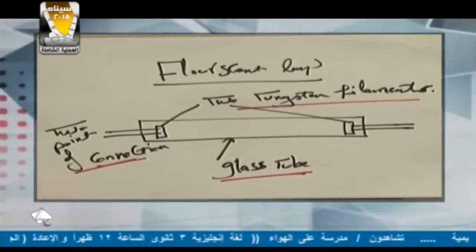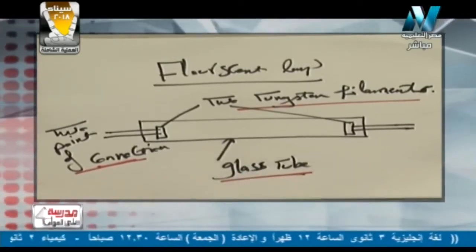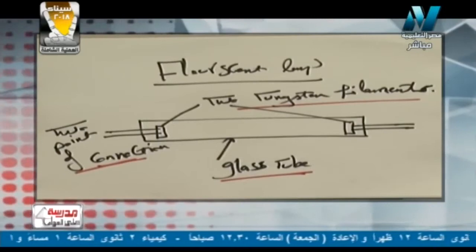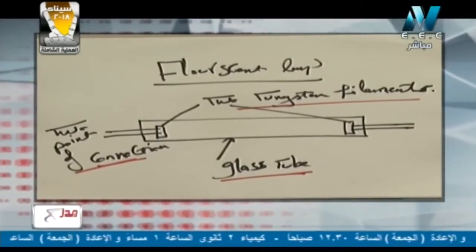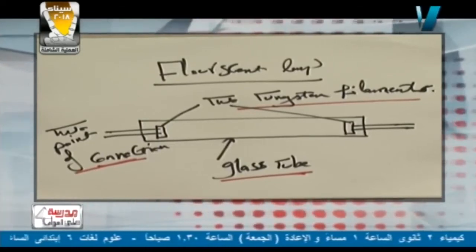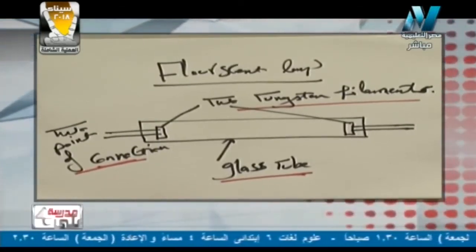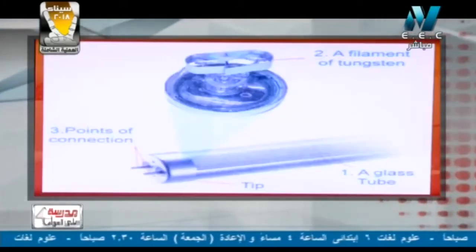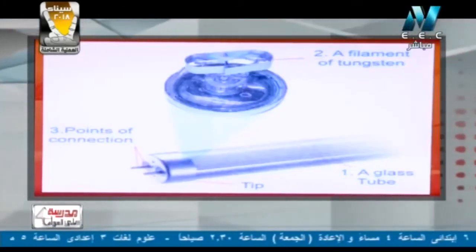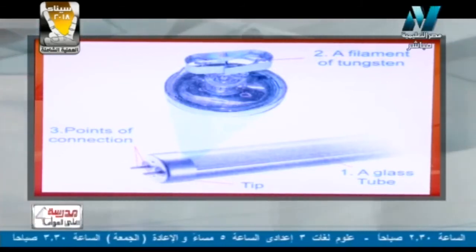The inside of the lamp is that the glass tube is covered with phosphoric material. So why do we cover the fluorescent lamp from the inside with phosphoric material? Because it increases the light intensity. Again, the glass tube is covered with phosphoric material that will increase the intensity of light, and also there are some drops of mercury.